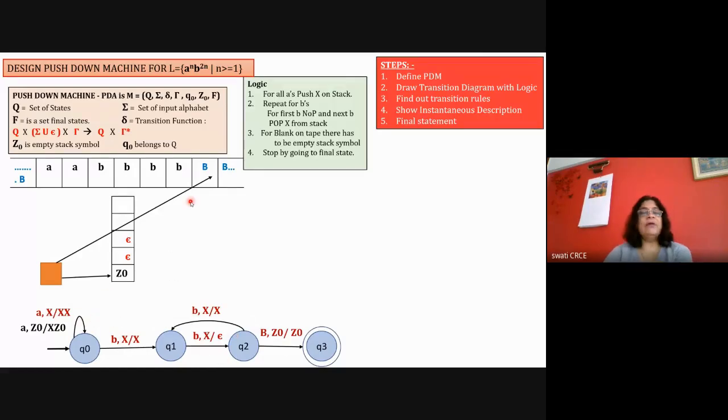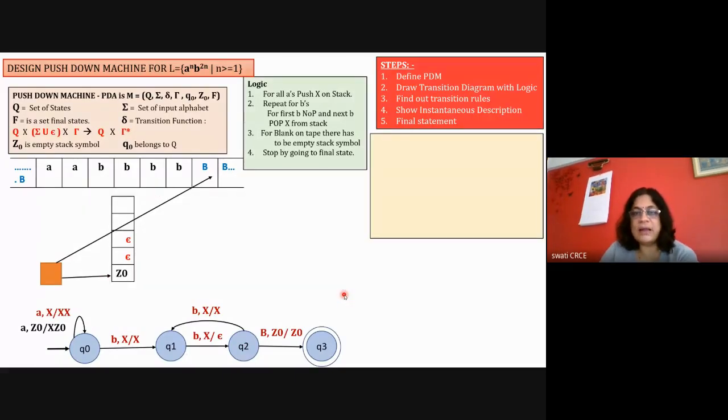So now you can verify your answer after drawing the diagram by taking another string and checking whether it is happening as per the transitions you have mentioned. And now this will be the final condition of the stack, and then you need to write down the transition functions. Okay, so this is about the second step. Second step is done now. In the third step, find out the transition rules.